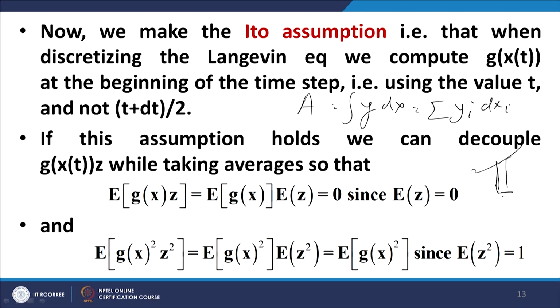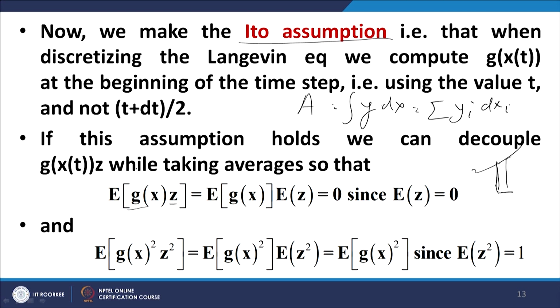The initial value assumption is known as the Ito assumption, where we take the initial value of y and multiply it by the forward difference. If we use this value, we can do some simplifications. Then in E of g(x) z, g(x) and z become independent of each other because of the Ito assumption, and they can be decoupled.